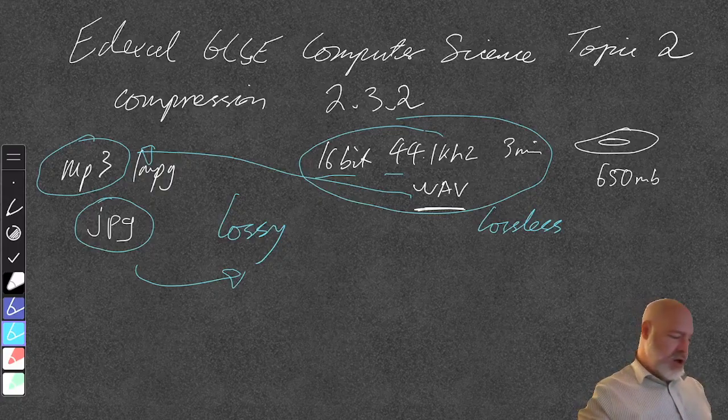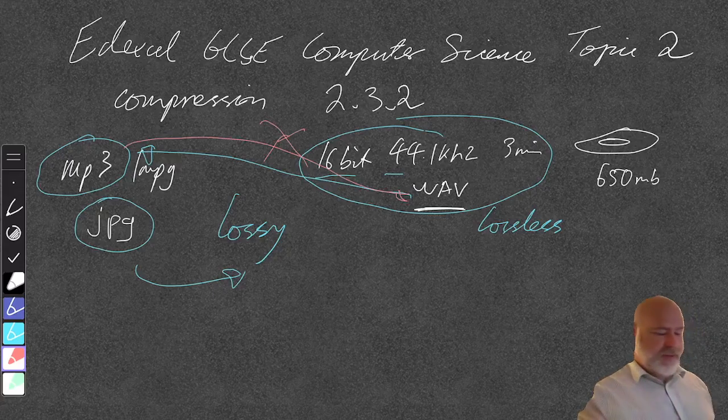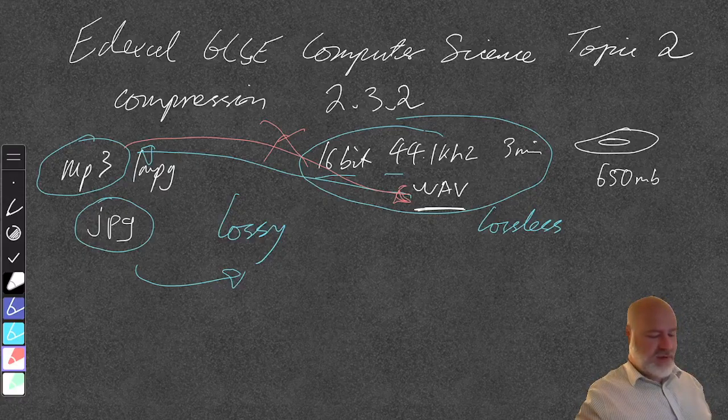Right? You can't go from an MP3 back to a WAV. It just doesn't work. Even though technically you probably could ask to export it as a WAV, it won't be the same quality as the original WAV file. So JPEG is the same.